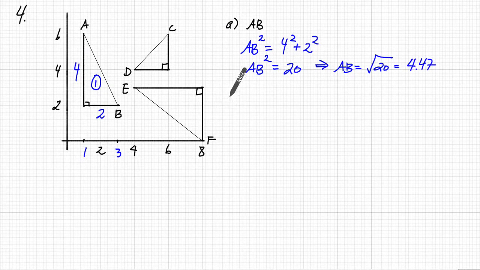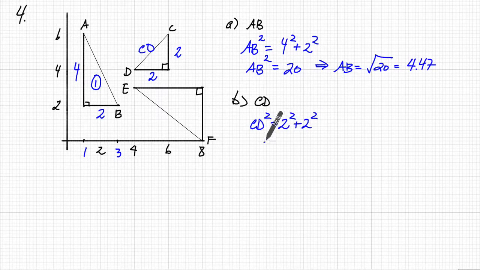Part B asks us to find the length of CD. Again, CD looks like it is this guy over here. It's a hypotenuse, and we need the length of its sides, which are 2 and 2. So CD squared is equal to 2 squared plus 2 squared. CD squared is equal to 4 plus 4, which is 8.